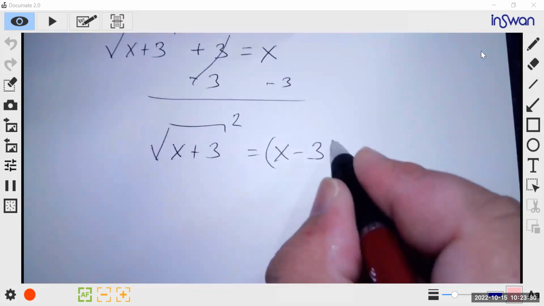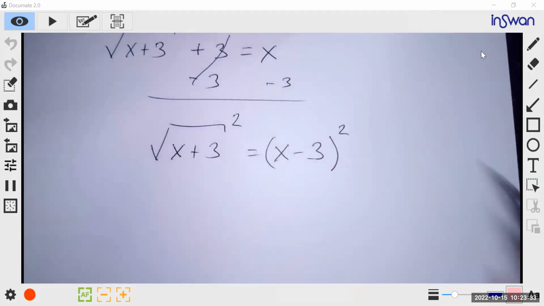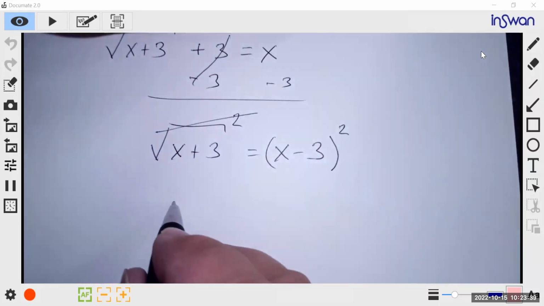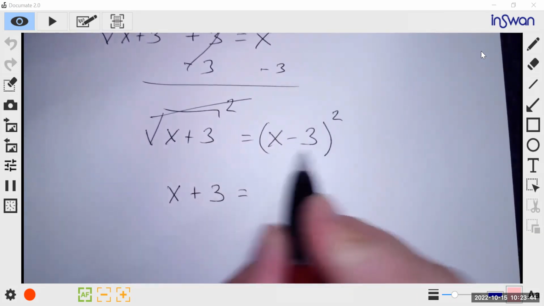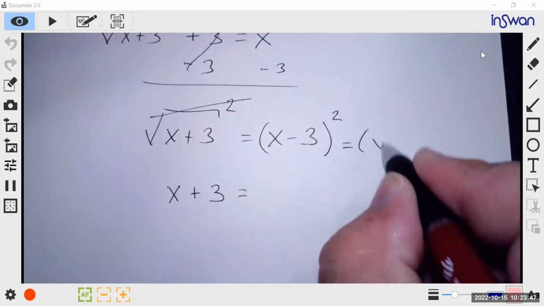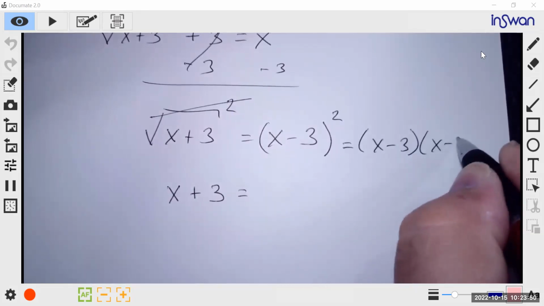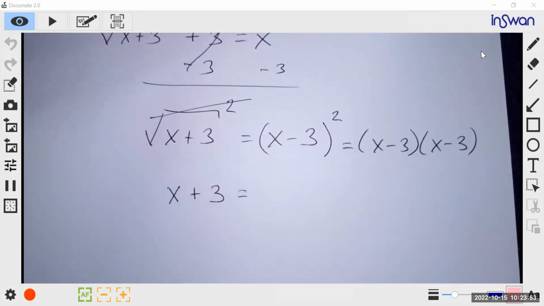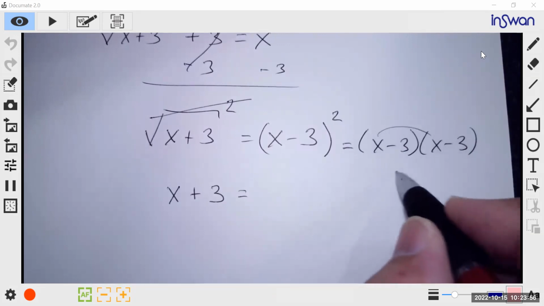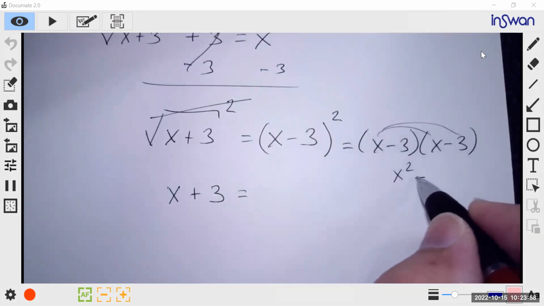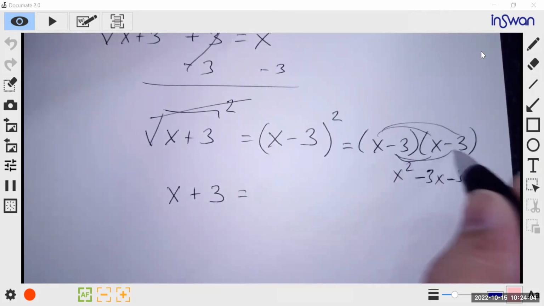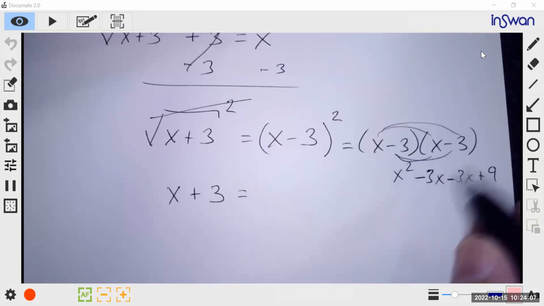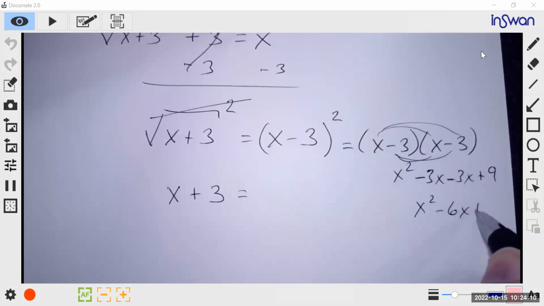The right-hand side is one equation. That has to stick together, so I put parentheses around it. Because it's squared, it's x minus 3 times x minus 3. We have to do the FOIL thingy. So x times x is x squared. Positive, negative is a negative 3x. Positive, negative, negative 3x. Negative, negative is a positive. 3 times 3 is 9. So it's x squared minus 6x plus 9.